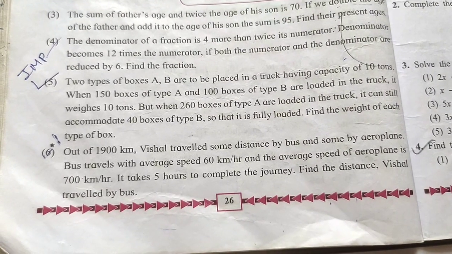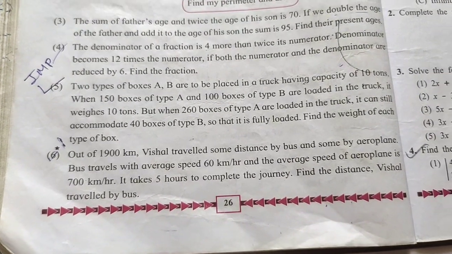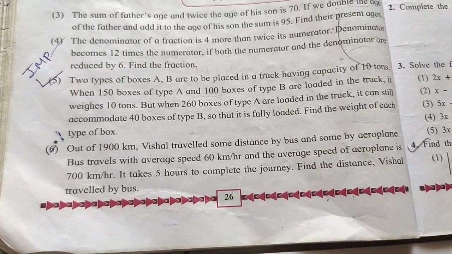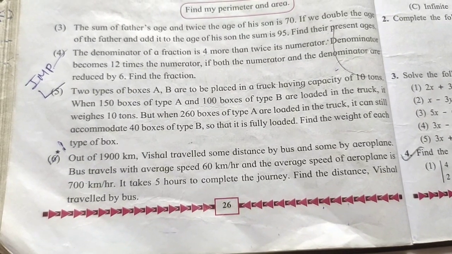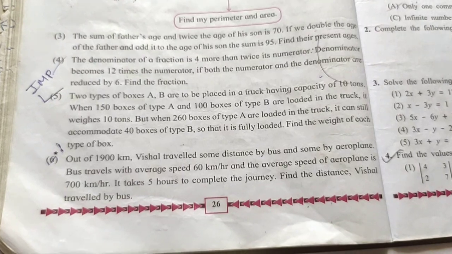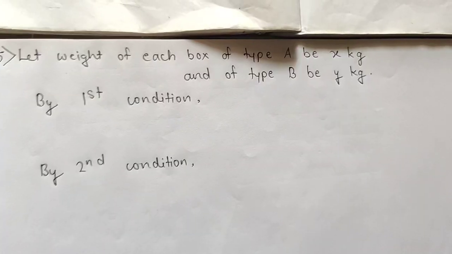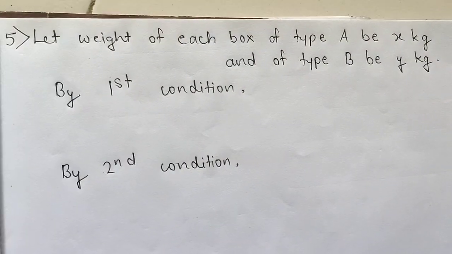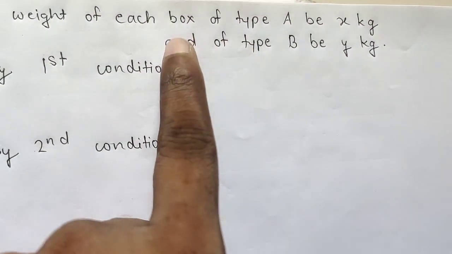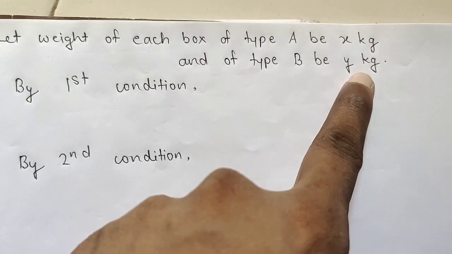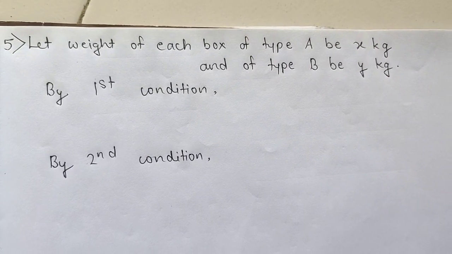Now in this case we are going to consider that the weight of one box of type A is x kg and the weight of one box of type B is y kg. After that we will make two equations, then we will solve them and get our final answer. Okay, so see what the question is. Find the weight of each type of box. Now let us see the solution. What I have written: let the weight of each box of type A be x kg and that for type B be y kg. Means your box A gives you weight x kg and box B gives you weight y kg.